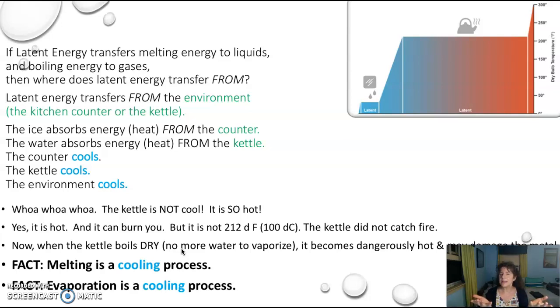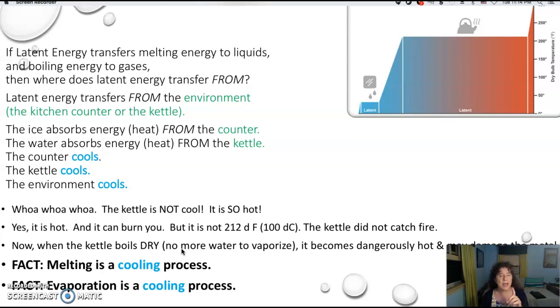And that makes sense. And conversely, when we are boiling water, the kettle transfers its hot energy to the water. And that makes sense because the kettle is being heated. And in transferring its energy to the water, the kettle cools. Now you might say, whoa, that kettle is not cool. And it's not. That kettle can definitely burn your skin if you don't have a pot holder. But that kettle is not at 212 degrees or 100 degrees Celsius. That kettle did not catch fire.